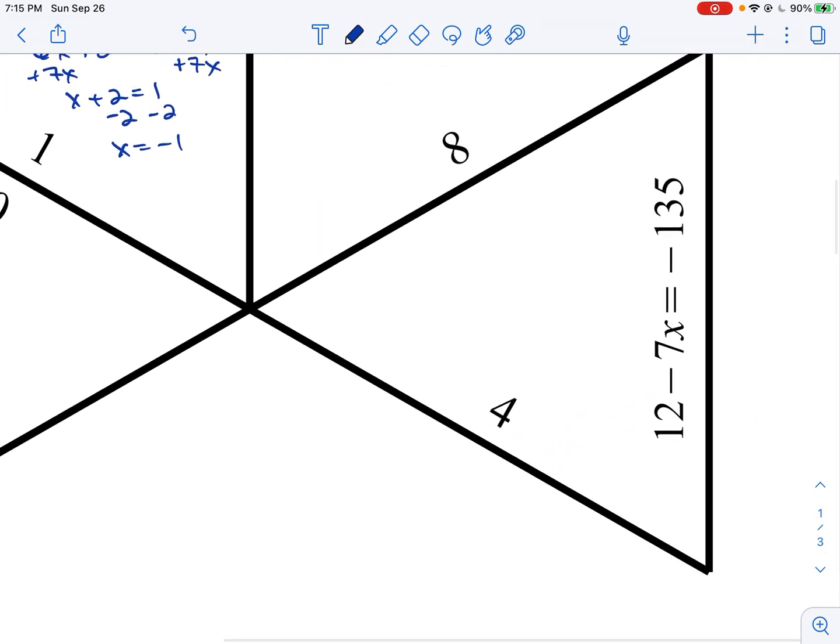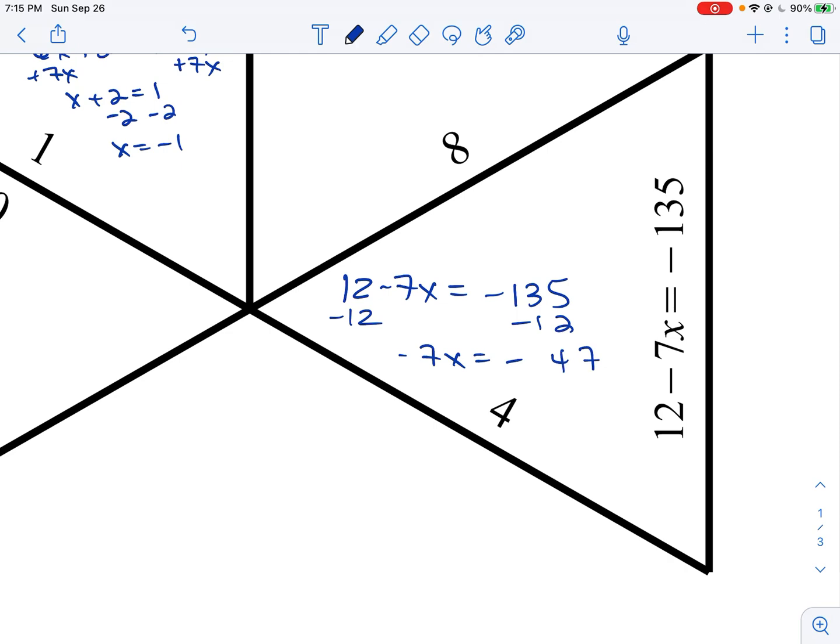Oh, this one does. So I have 12 minus 7x equals negative 135. I subtract 12 from both sides of the equal sign. I get negative 7x equals, they're both negatives, so I keep it as a negative and add them. So 7, 4, 1. Divide both sides by a negative 7. And I get x equals, let's see, 7 goes into 14 2 times, 7 goes into 7 once. So my answer is 21.